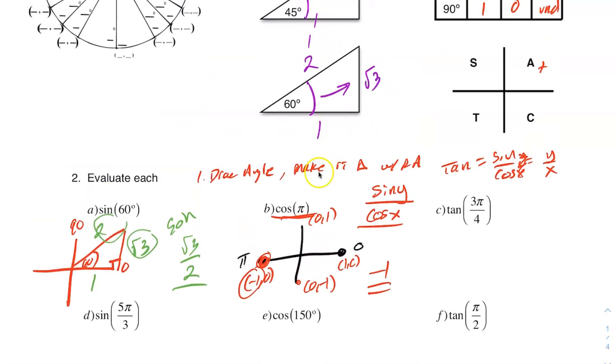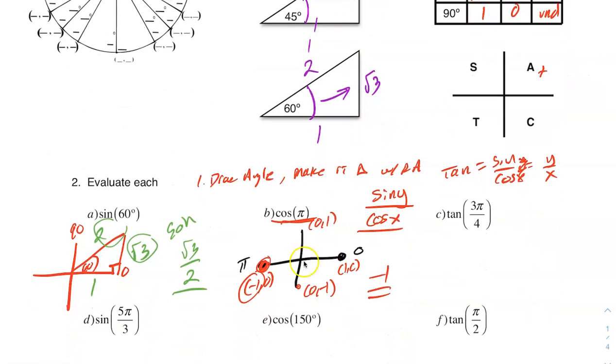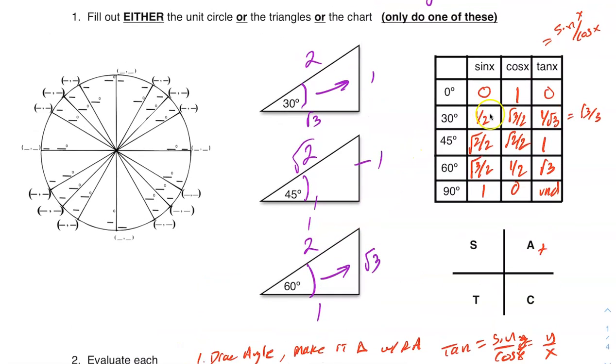If you're doing it on the table, you don't have pi over 2. You don't have pi. They don't have stuff on that side. So what you do is you look at what's opposite of it. Opposite of pi is 0. So cosine is the same as 0, which would be 1. But since it's on the opposite side, you make it negative. So -1.